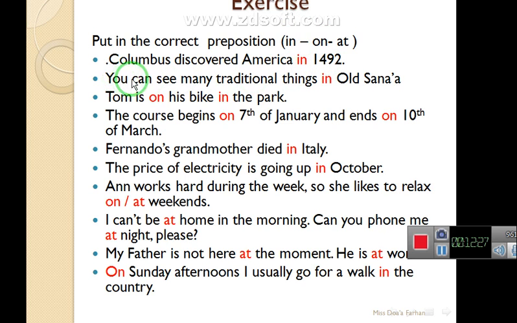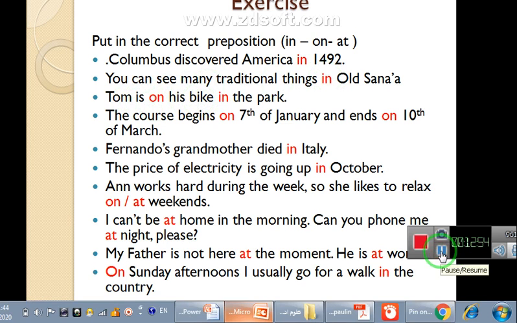number 2: you can see many traditional things. أستطيع أن أشوف العديد من الأشياء القديمة والتقليدية، ومعي old صنعاء القديمة. فهير I'm going to use in، لا on ولا at. number 3: Tom is dash his bike. his bike اتفقنا إن هي نوع من أنواع المواصلات، دائما بستخدم معاها on. the park اللي هي الحديقة، بنستخدم قبلها in، موجودة في الأمثلة السابقة.